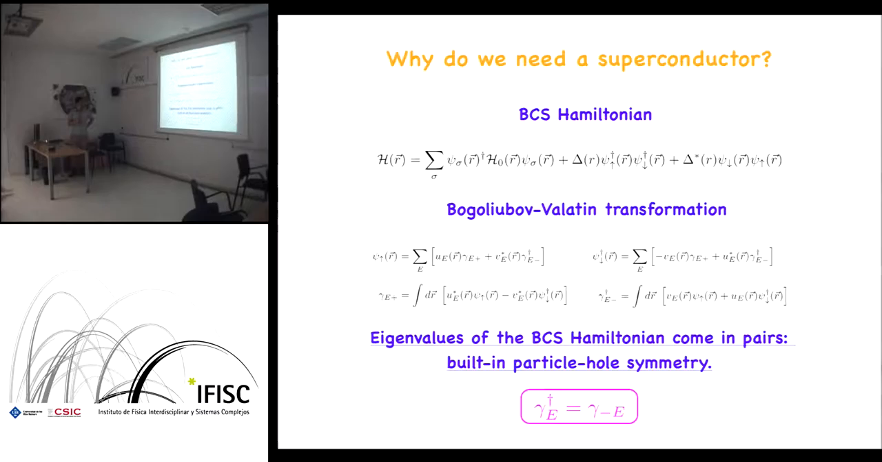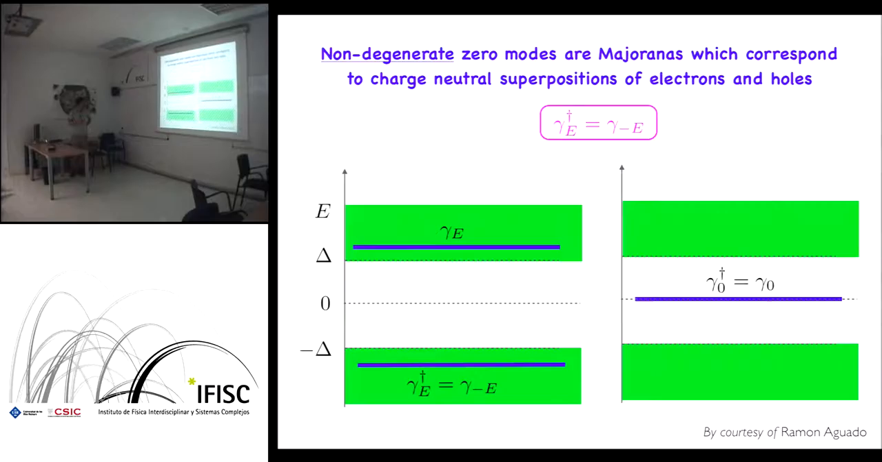Let us consider the simple BCS Hamiltonian. In addition to the usual kinetic energy, there are pair creation and pair annihilation operators. Then this Hamiltonian can be diagonalized using the so-called Bogoliubov-Valatin transformation. Look at this diagonalization basis. You can see it is a combination of an annihilation operator and a creation operator. That implies the eigenvalues of the BCS Hamiltonian come in pairs. I mean, a superconductor has a built-in particle-hole symmetry. So if there is a particle with energy E, then there is always a corresponding particle with energy minus E. So if the energy of that particle is zero, we can expect the appearance of Majorana.